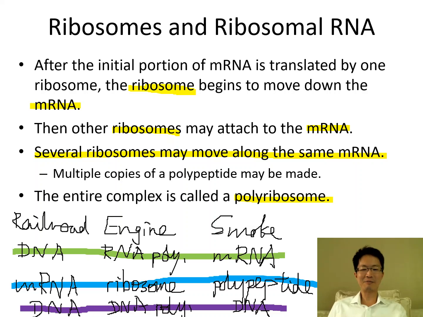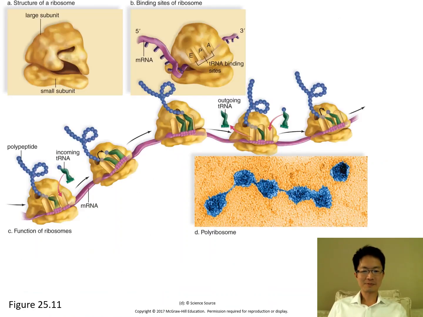We call it polyribosome. So it looks like this. You have multiple ribosomes on the same messenger RNA.